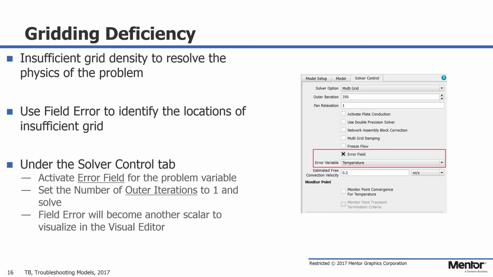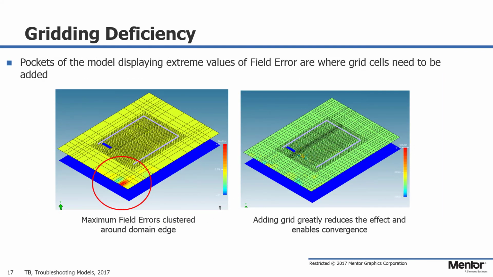Now let's talk about gridding deficiency. One tool to help you see where you may have a lack of grid is called the field error tool. This can be found under the solver control. You want to use this tool after you tried solving your model and have not reached convergence. Select the variable that has the highest residual error from your plot and run one more iteration for it to store those results. Now you can go to the visual editor and create a new plane plot and select field error for that plane plot.